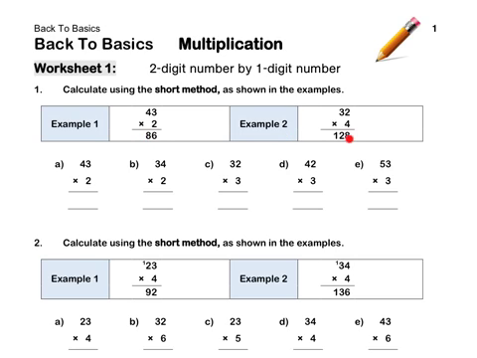4 times 2 is 8, and 4 times 3 is 12. Let's do one example together. Question C. 3 times 2 is 6, and 3 times 3 is 9. Press pause to complete question 1 by yourself. Press play when you are ready to listen to question 2.